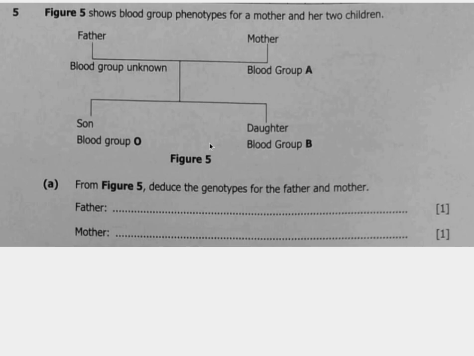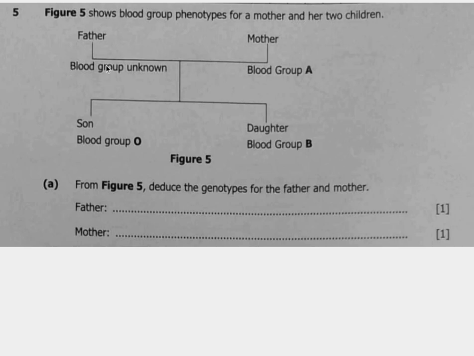For you to be able to answer this question, the first thing you need to look at is the offspring that they have produced. Remember, the father has a blood group which is unknown. So for us to identify the blood group of the father, we need to look at the offspring. Since the mother is blood group A, here we can't get B, but here we're having B. So where is the B coming from? Definitely the B is going to come from the father. So we know that the father is blood group B.